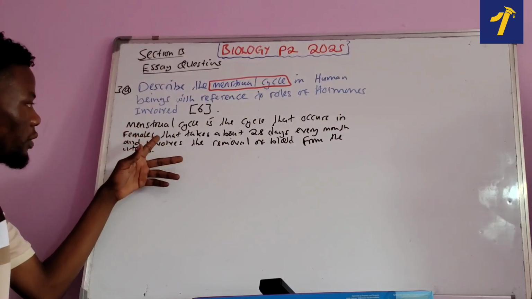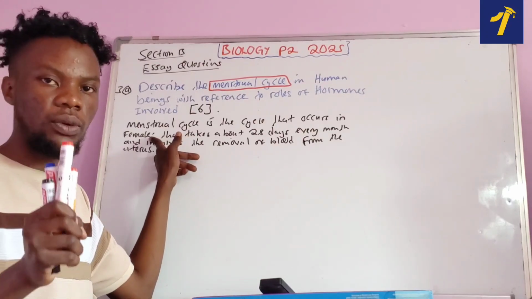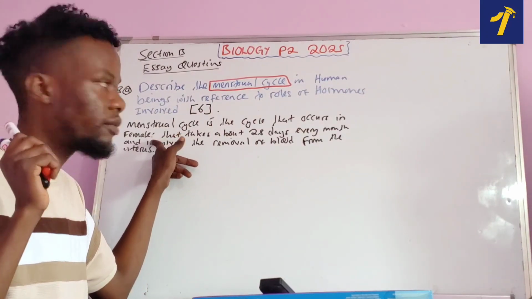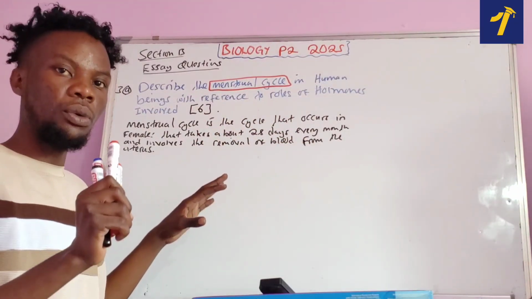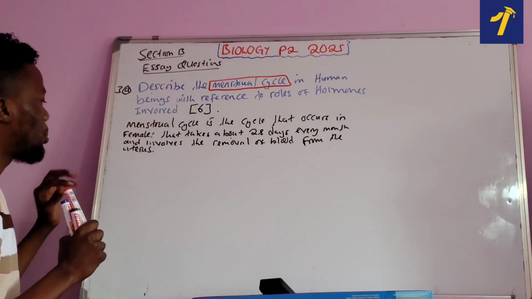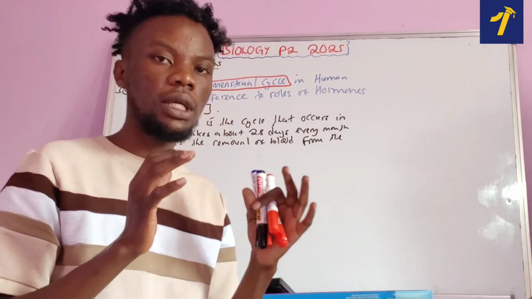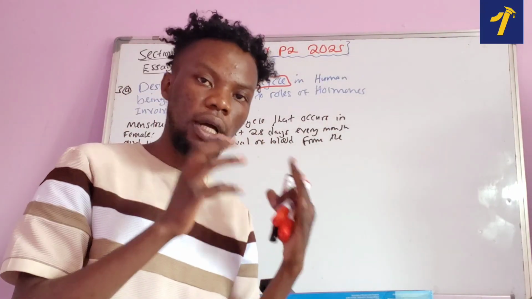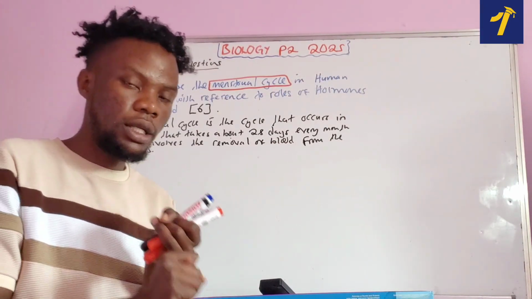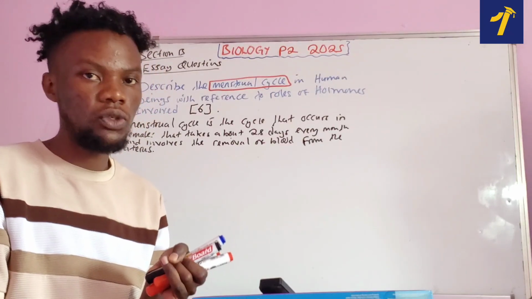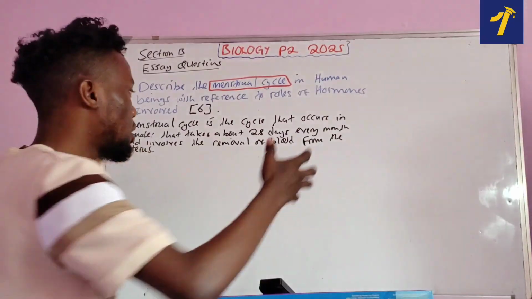So we're saying menstrual cycle is a cycle that occurs in females. Make sure that you understand to say it happens in females, and it takes about 28 days every month. And what is the other important thing that you need to put? It involves the removal of blood from the uterus. So those females that experience menstrual cycle, basically they're going to shed blood. It will take about 6 days for them. That will be menstruation, we'll talk about it. And the whole cycle has to take about 28 days. So this is the basic thing.